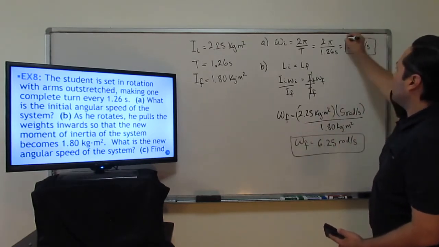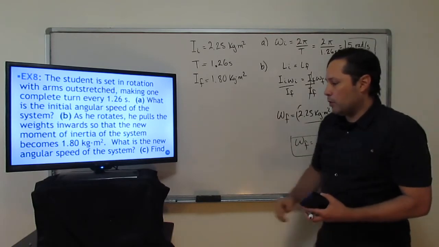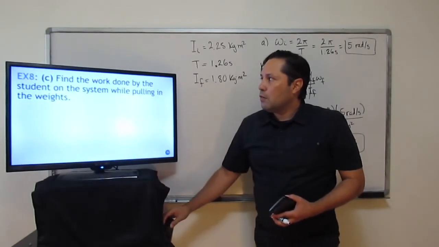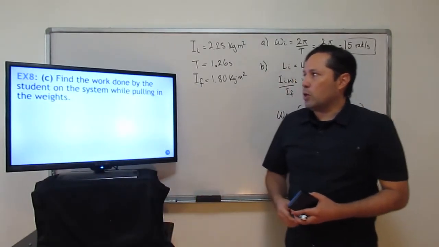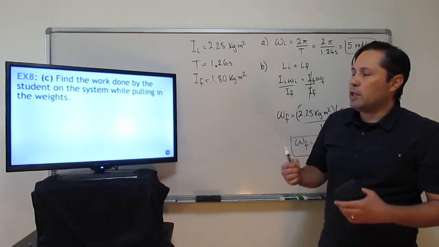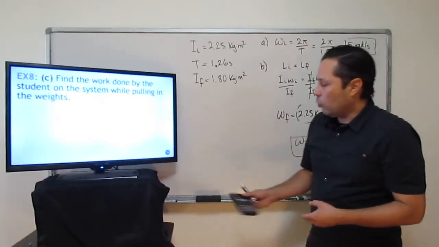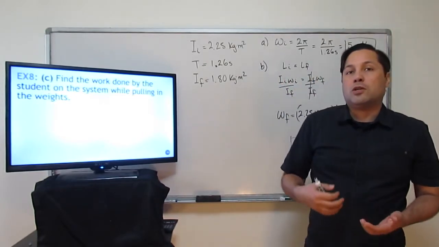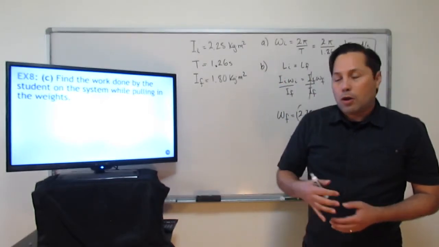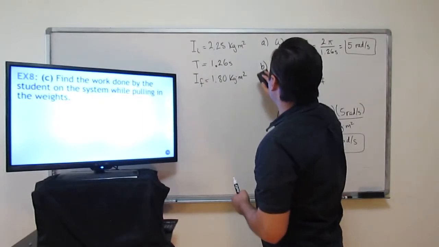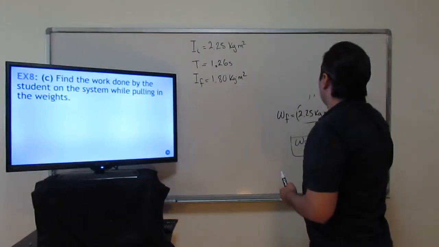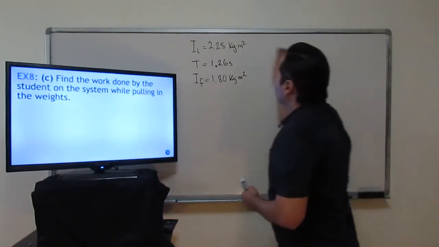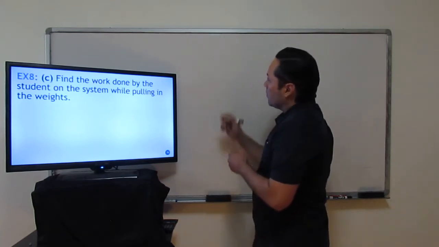Next, in part C, we're asked the following question: find the work done by the student on the system while pulling in the weights. All right, so for the work done by the student, we're going to use the following formula: work equals change in rotational kinetic energy. We're going to plug all the values in and solve for that formula. So this will be part C.